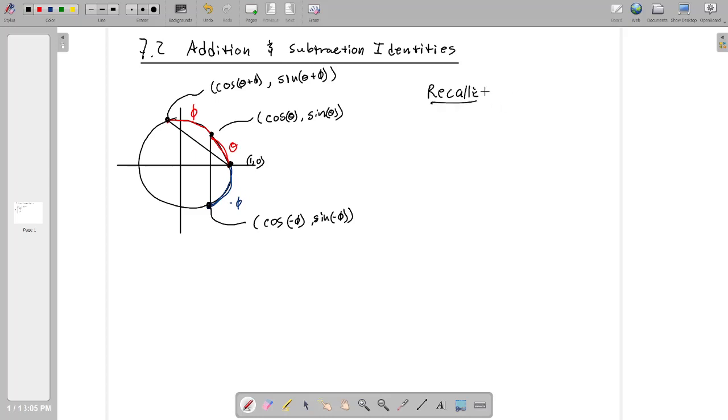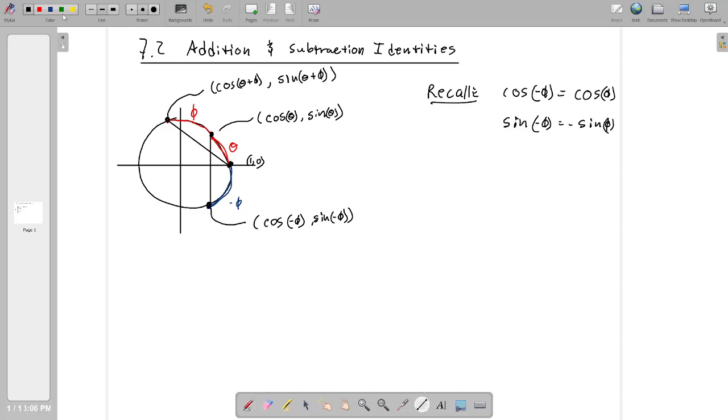Recall that cosine is even, so cosine negative phi is actually going to be cosine of phi. Has the exact same value. Similarly, sine is odd, so sine of negative phi will actually equal negative sine phi. So this point here is the same as cosine of phi, negative sine of phi.